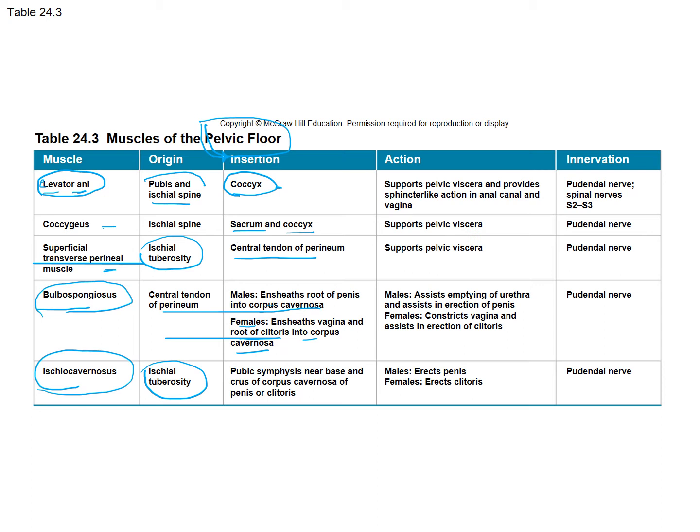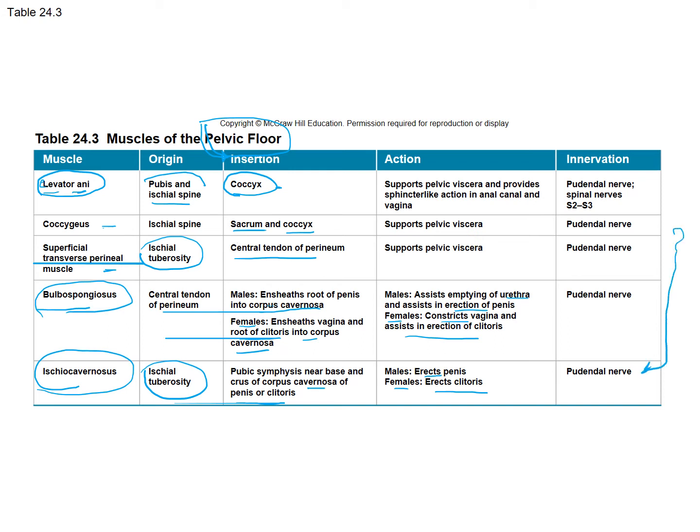Okay, and the insertion will be the pubic symphysis near the base, and the crus of corpus cavernosa of the penis or clitoris. Muscle action, very important, as you know. For the bulbospongiosus in the male, it assists emptying of the urethra and assists in erection of the penis. For the female, it constricts the vagina and assists in erection of the clitoris. Ischiocavernosus, for the male, it erects the penis, and for the female, it erects the clitoris.